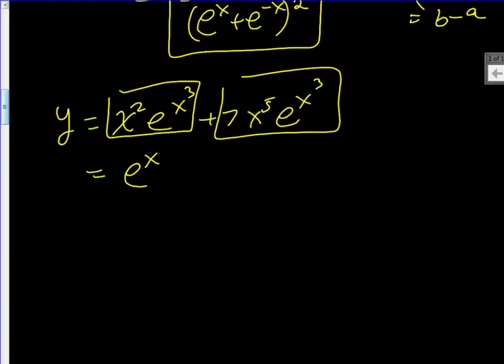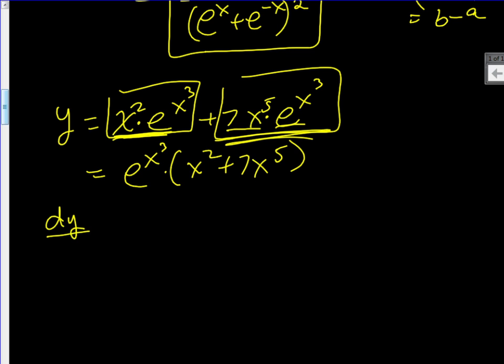As of right now, we have to take the derivative separately. And this is a product rule. So we're going to have to use a product rule to take the derivative of this, plus we're going to have to use, this is also a product. So we're going to have to use a product rule to take the derivative of that. But pretty easily, we can factor out the e to the x cubed, and now we only have one product.